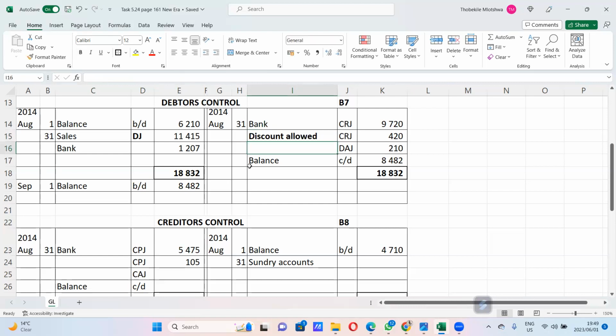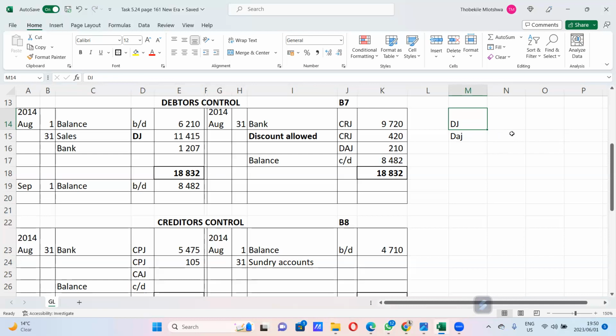Discount allowed. And then DAJ. So this is what I'm going to talk about now. So DJ, which is debtors journal, and DAJ have two account columns, unlike CRJ and CPJ, which have a lot of columns. So DJ, you can think it in your mind before I say it. It's got sales and cost of sales. DAJ will have debtors allowances and cost of sales. So this is when you sell goods on credit, and this is when they return on credit.